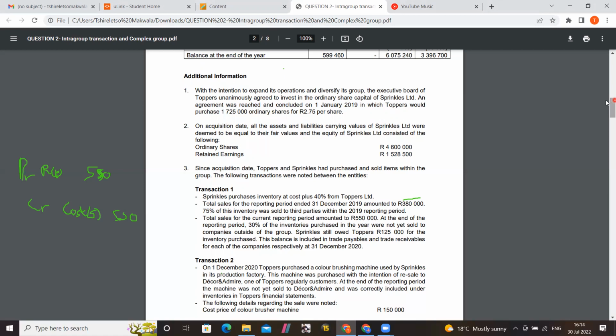And then firstly, like I said, the inventory amount is overvalued. So you credit inventory with that amount, the 47,143, and you debit cost of sales with that amount. Now, this is also very important for intragroup transactions: you must not forget deferred tax.